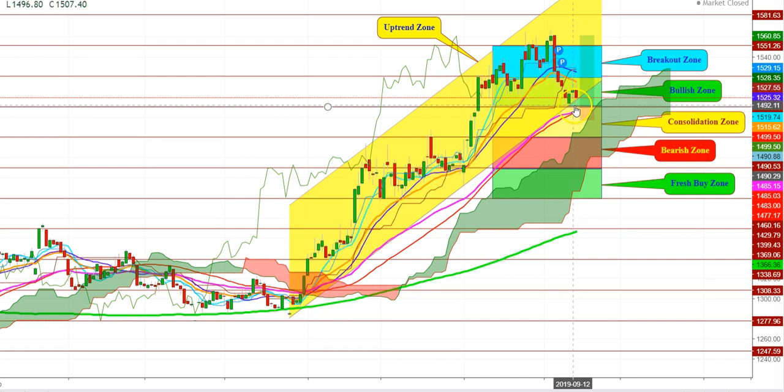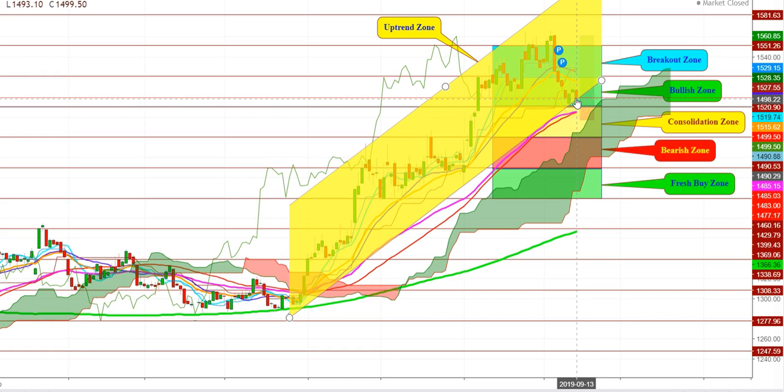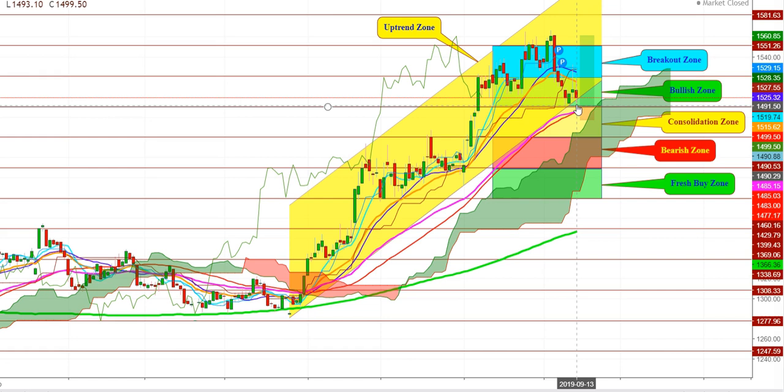But once again here you can see that when the gold futures moved downward and crossed the lower end of this uptrend zone on September 13, 2019, we have seen good buying in gold futures which resulted in closing back inside this uptrend zone.